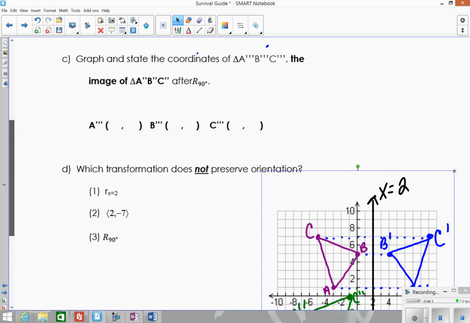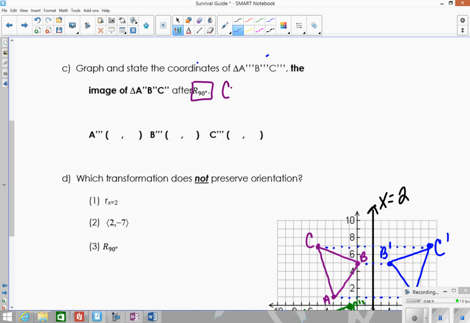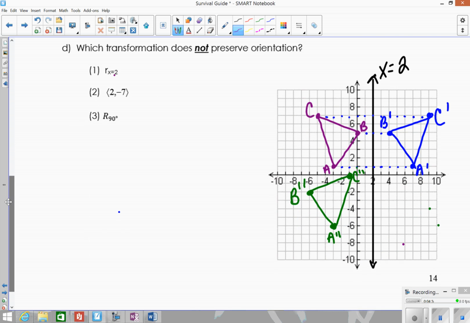And then for part C, I want to do a rotation. Since it's a capital R, it means a rotation of 90, and it's a counterclockwise rotation. It's counterclockwise because it's a positive 90, so we're going to go counterclockwise. If we start with the image of triangle A double prime, B double prime, C double prime, we're going to start with this green triangle.